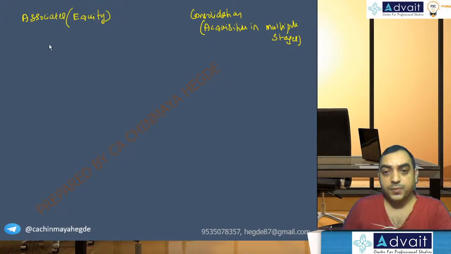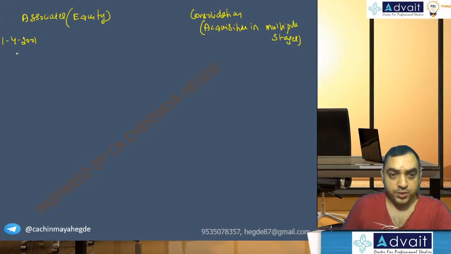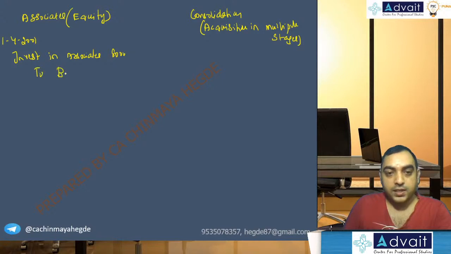Now, associates, what does this say? Accounted for 8,000 crores. On 1st of April 2001, you purchased for 8,000 crores. So, investment in associates 8,000, to bank 8,000.